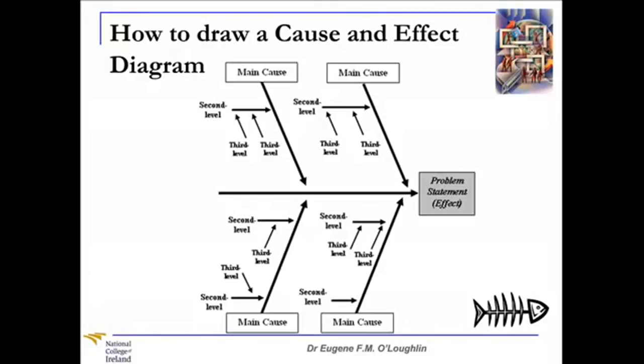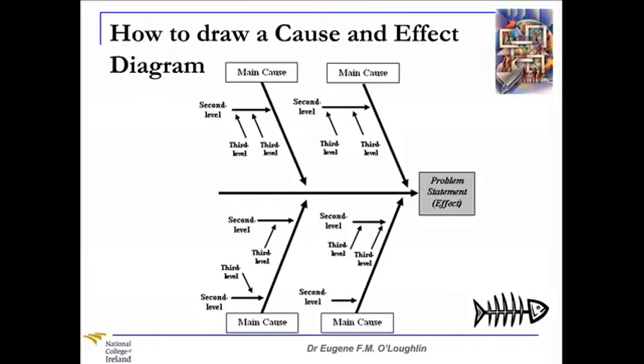And for each cause in turn we ask, why is this cause happening? And we go down to 3rd and sometimes even 4th and 5th levels. Whatever you do, make sure that the diagram is visible to everybody. Put it up on a big whiteboard or use post-its or something like that on a wall.